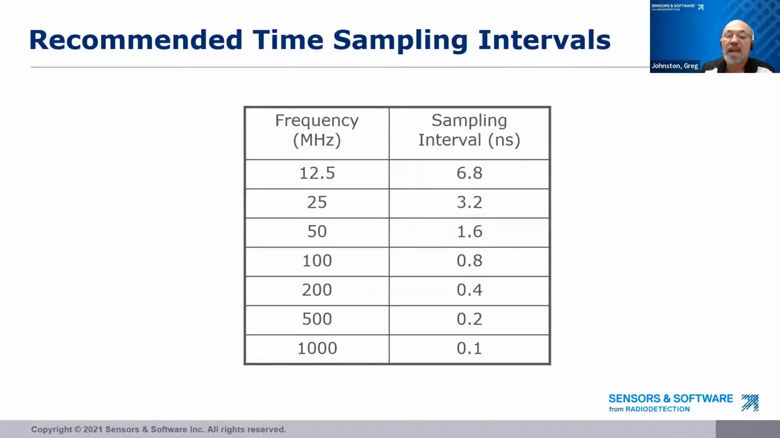So here are the recommended time sampling intervals for each antenna frequency in nanoseconds or billionths of a second. Again, finer sampling for higher frequencies and coarser sampling for lower frequencies.